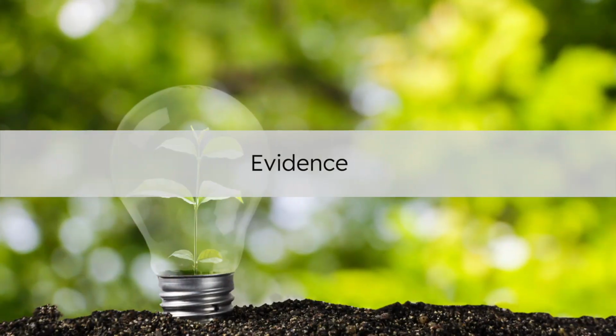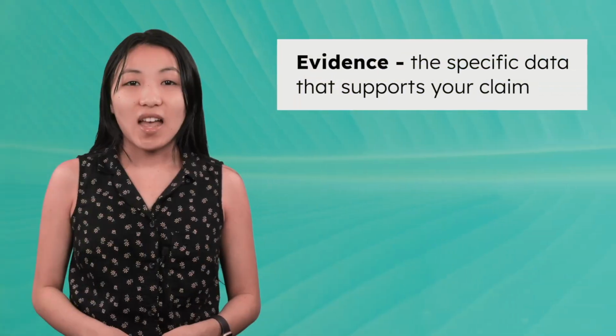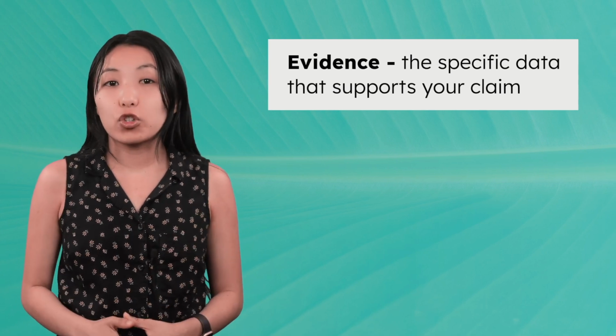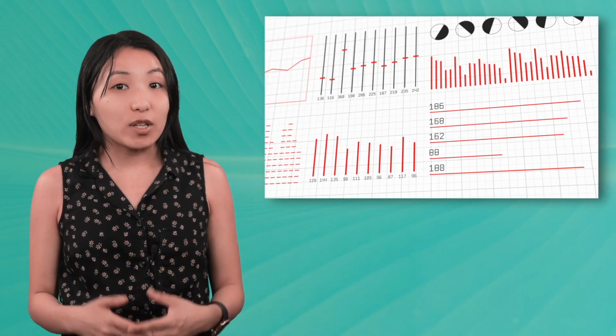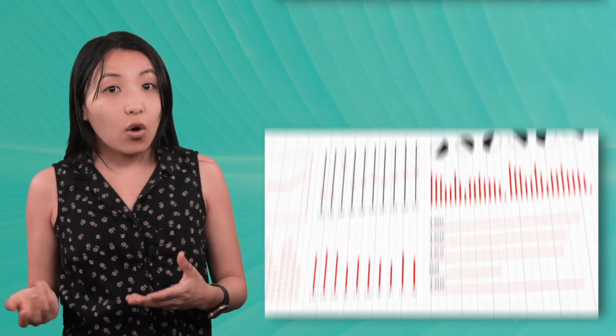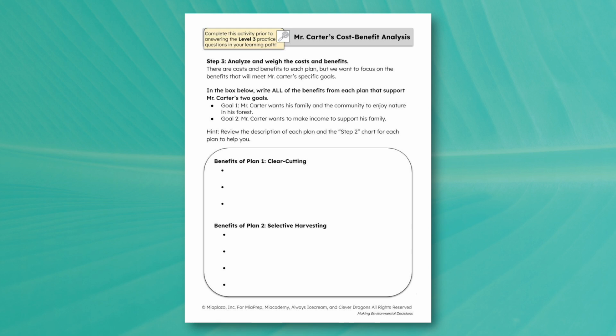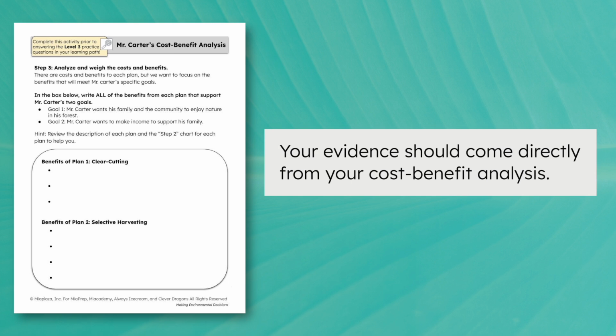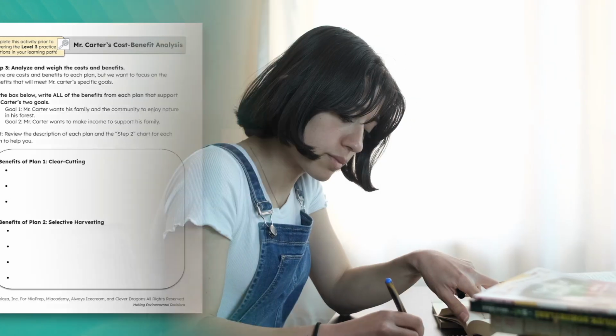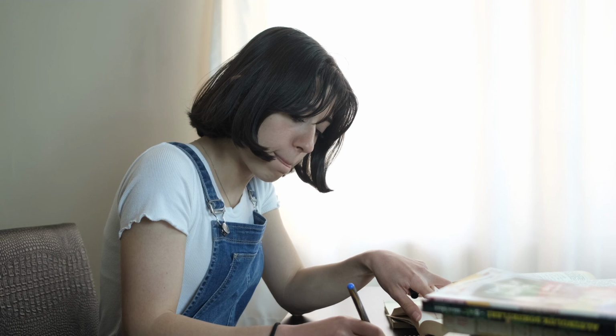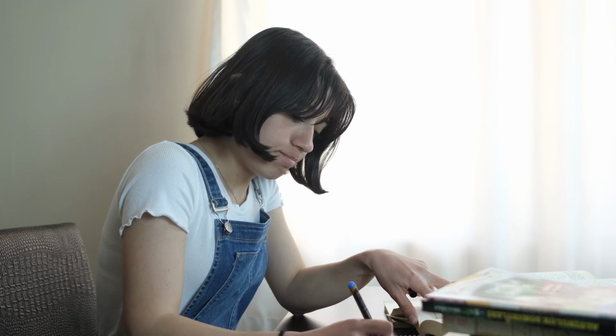But now that you've made your claim, how do you back it up? This brings us to the next part of CER, evidence. Evidence is the specific data that supports your claim. In science, evidence can be quantitative, like numbers or data, or qualitative, like observations. The good news? You already have the evidence you need. For Mr. Carter's forest decision, your evidence should come directly from your cost-benefit analysis. You can list the benefits that support the goals of the decision, or the costs that don't meet the goals.